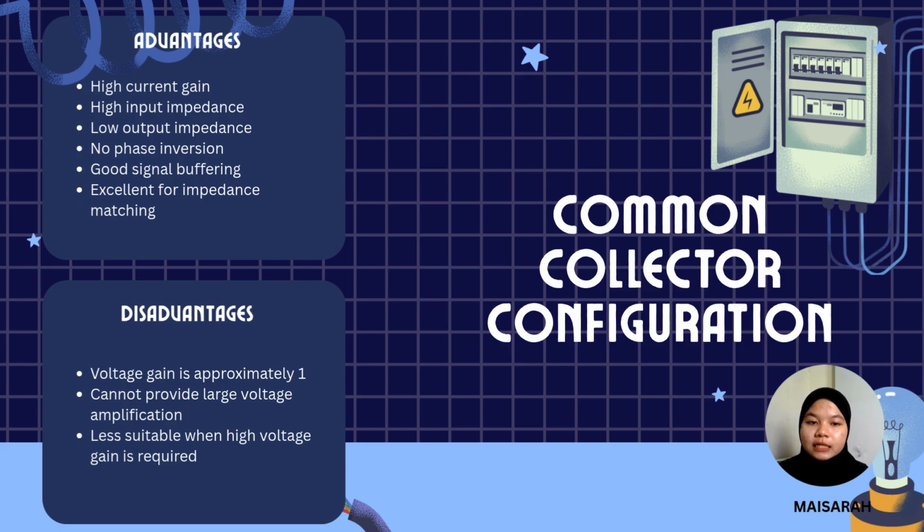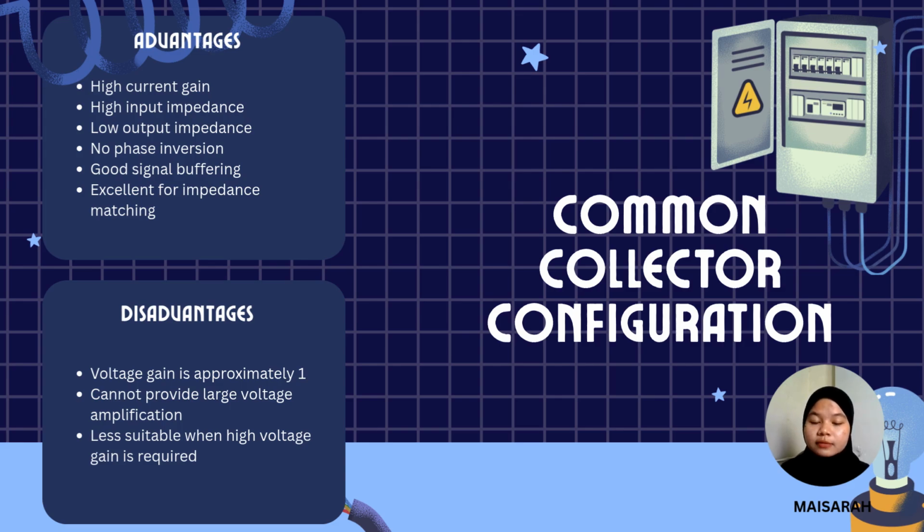The common collector configuration has several advantages. It provides high current gain, high input impedance, and low output impedance, making it suitable for driving low impedance load. It also produces no phase inversion, so the input and output signals remain in phase. In addition, it is excellent for impedance matching and signal buffering between different circuit stages.